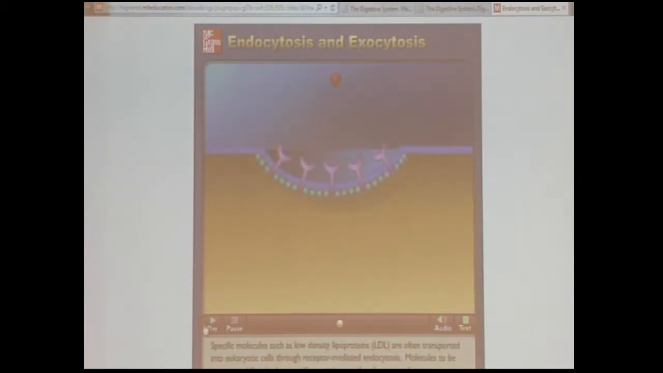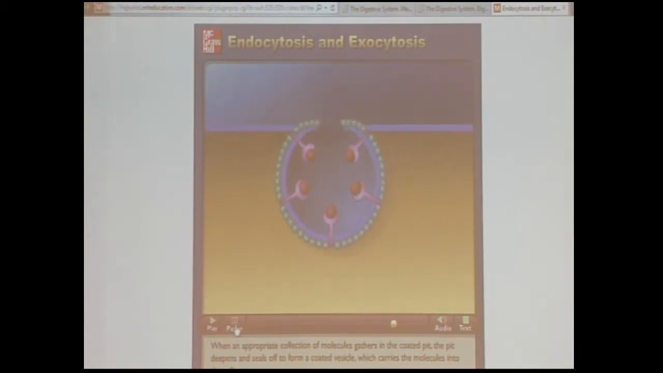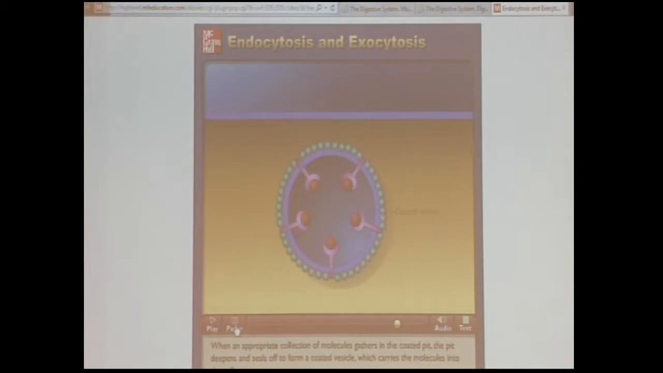Specific molecules, such as low-density lipoproteins, LDL, are often transported into eukaryotic cells through receptor-mediated endocytosis. Molecules to be transported first bind to specific receptors on the plasma membrane. The interior portion of the receptor protein is embedded in the membrane. The protein clavrin coats the inside of the membrane in the area of the pit. When an appropriate collection of molecules gathers in the coated pit, the pit deepens and seals off to form a coated vesicle, which carries the molecules into the cell.